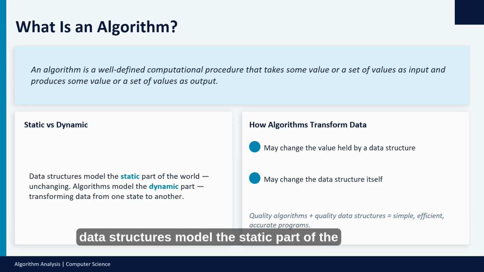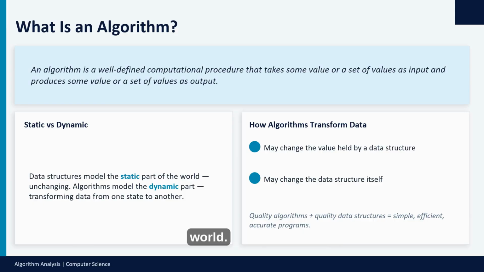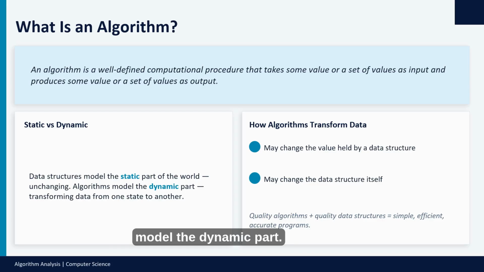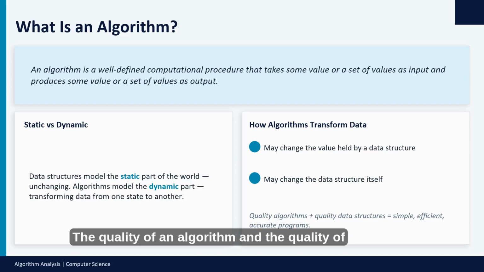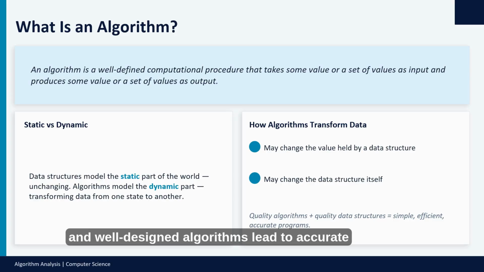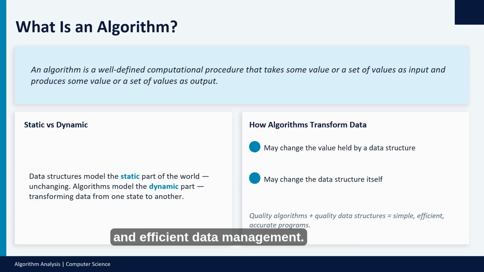In programming, data structures model the static part of the world. They store information that doesn't change on its own. Algorithms, on the other hand, model the dynamic part. They transform data structures from one state to another. An algorithm may change the value held inside a data structure, or it may restructure the data itself. The quality of an algorithm and the quality of its associated data structures are deeply intertwined. Good data structures lead to simple, efficient algorithms, and well-designed algorithms lead to accurate and efficient data management.